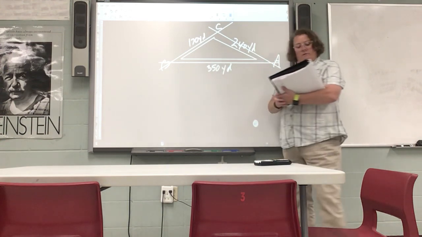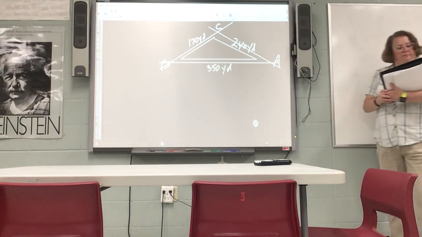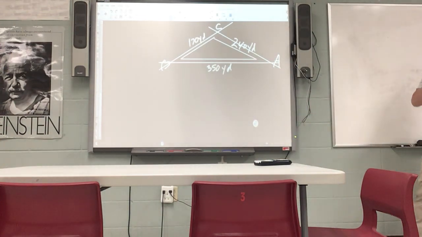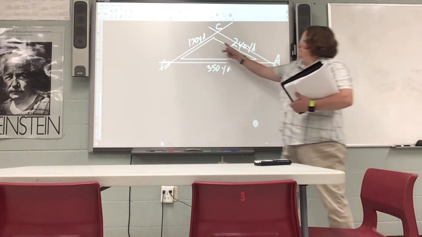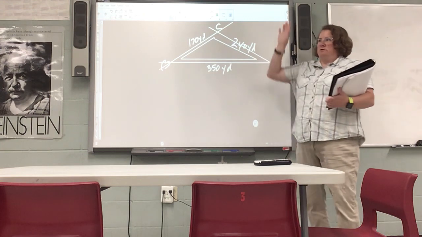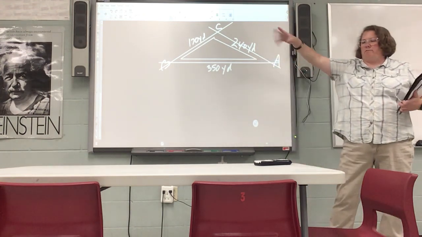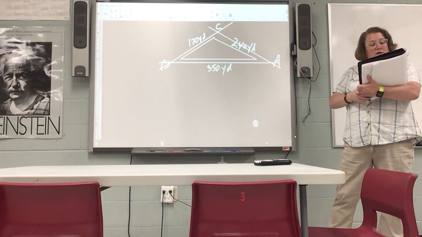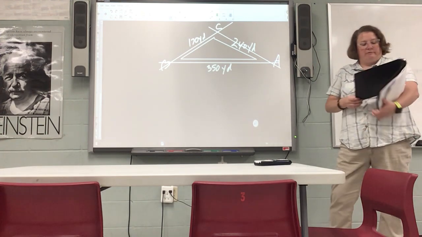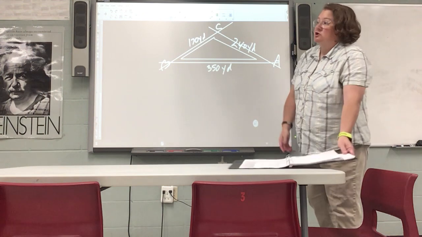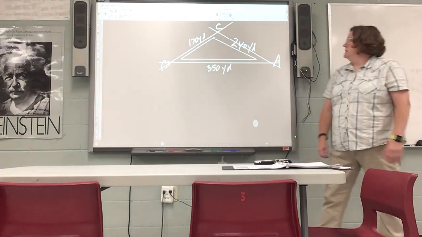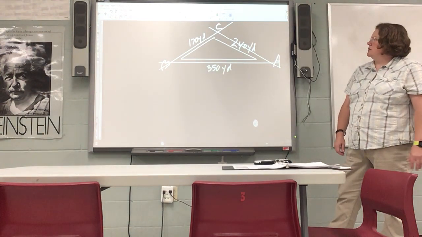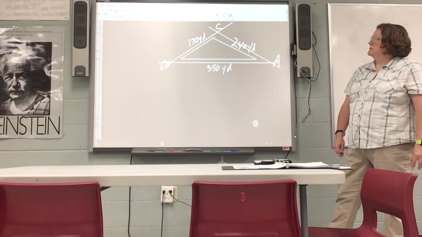Alright, so here's how the problem reads. The intersection of three streets forms a piece of land called a traffic triangle. Here's your traffic triangle, like across the street from the school where they try to plant flowers sometimes, but they don't always keep it up. Find the area of the traffic triangle shown. 170 yards, makes sense.